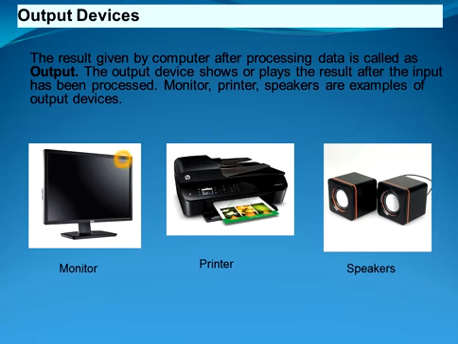Output devices: the result given by computer after processing data is called output. The output device shows or plays the result after the input has been processed. Monitor, printer, speaker, all these are examples of output devices.